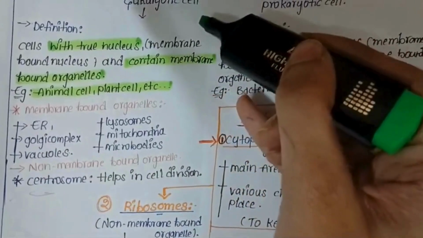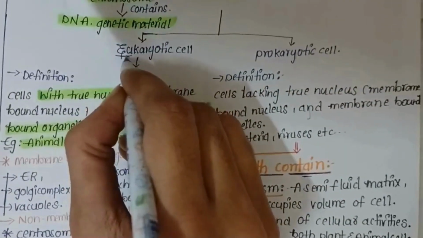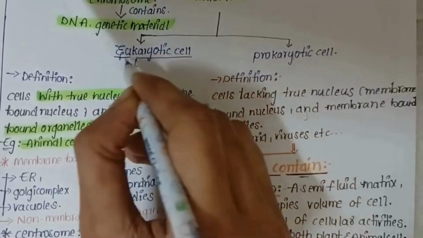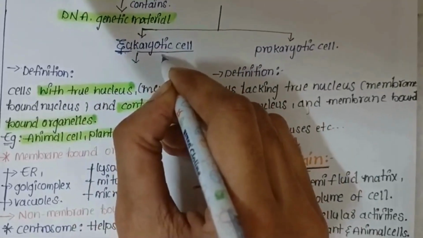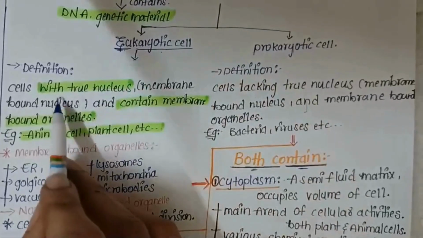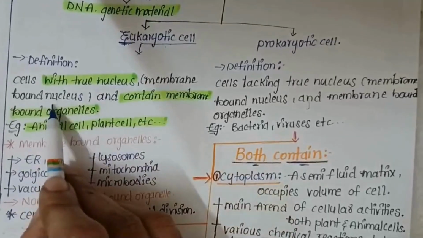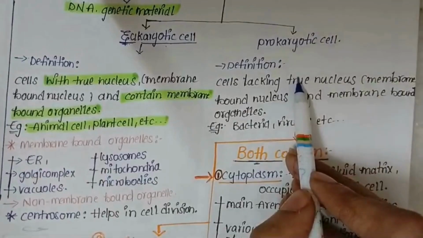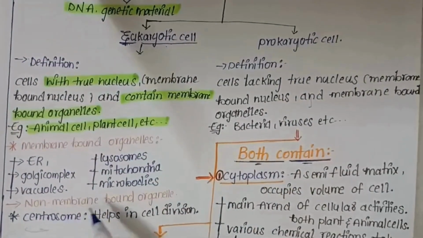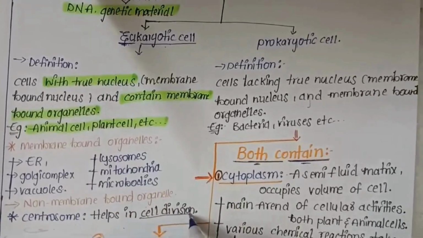In eukaryotic cell, which is named as eukaryotic because here eu means true, karyotic means nucleus, so it is known as containing a true nucleus with a membrane bound and contain membrane bound organelles. And here it contains non-membrane bound organelles known as centrosome, which helps in cell division.